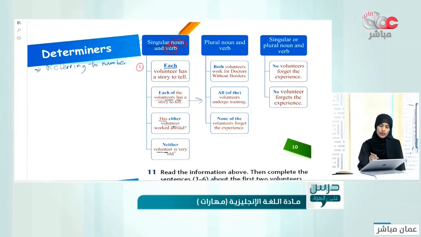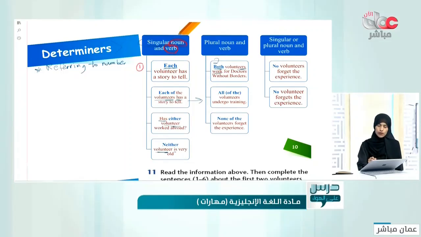Then, when the noun and verb are plural: both volunteers work for Doctors Without Borders. So both means two. When I say both, it means two. Both volunteers work. So I have a plural noun, and of course the verb is going to be plural.